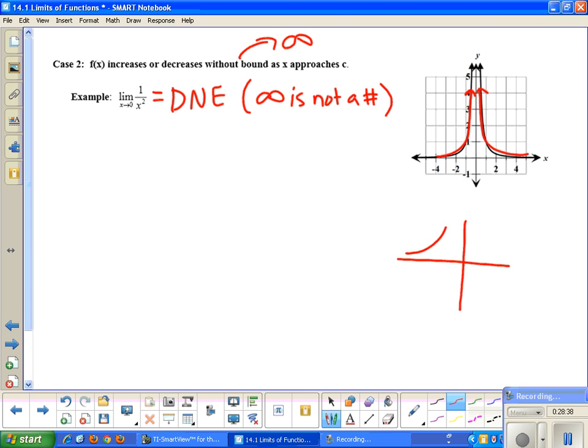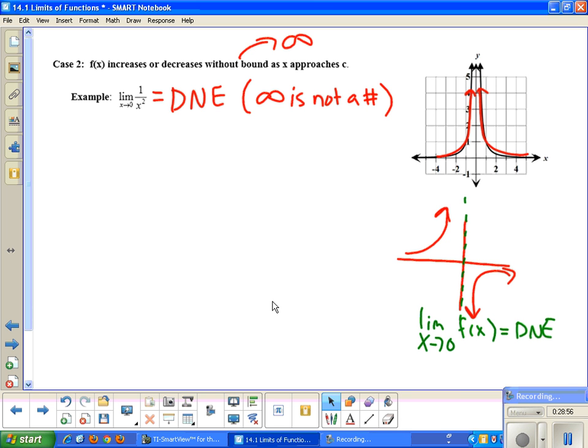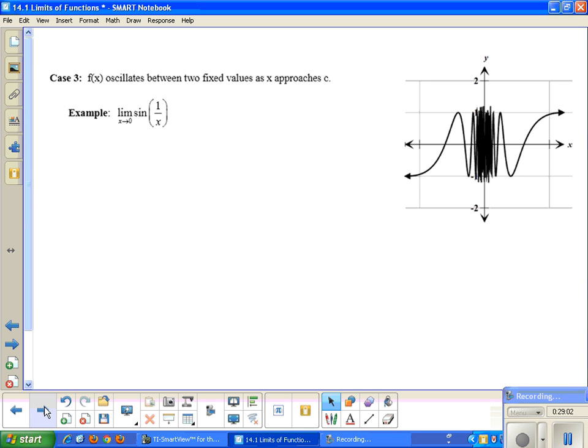Or even if I have a graph that went like this, where one side goes up and one side goes down, for this graph right here, the limit as x approaches 0 for this function would also not exist. And even if I had both my graph parts going downwards towards negative infinity, it would also not exist. The last one is when f of x oscillates between two fixed values as x approaches c. So the limit as x approaches 0 for the sine of 1 over x is a graph that looks like this. Because these values are going back and forth between 1 and -1, the limit does not exist.